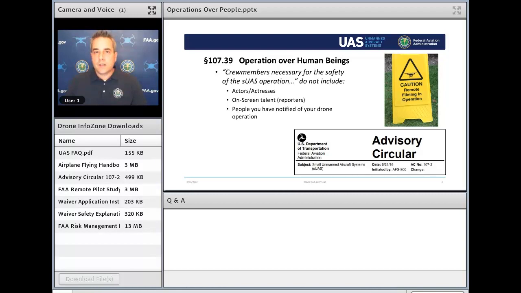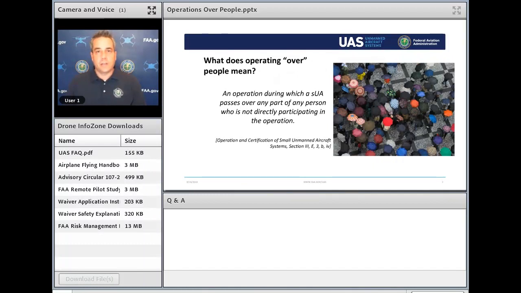Now, let's talk about crew members. Crew members necessary for the safety of the operation. These individuals do not include actors or actresses or on-screen talent, a television reporter perhaps, or, and I've seen this a lot of times and people have asked me about it, people you've notified of your drone operation. You can't simply put up a sign that says there is a drone flying over your head and consider those people briefed and crew members for your operation. Remember, crew members are folks that are necessary for the safety of your operation.